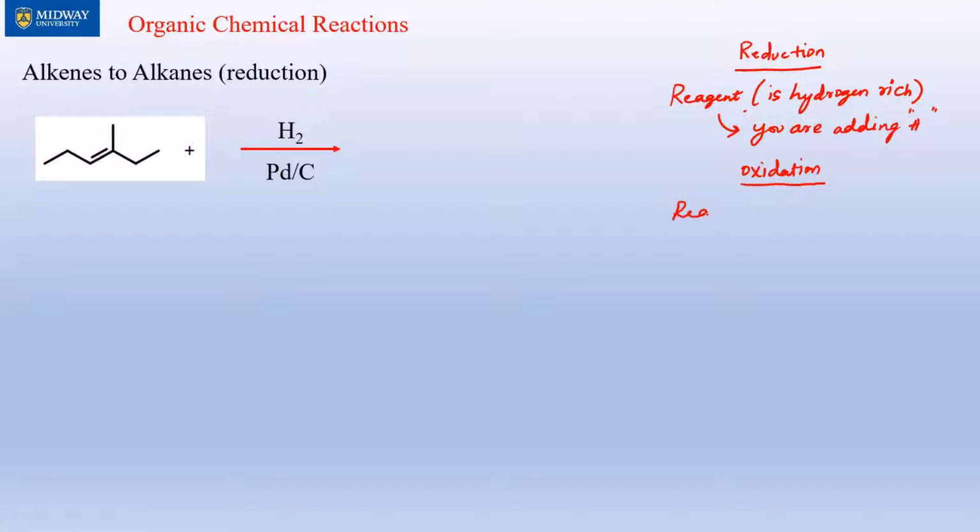Oxidation. The reagent itself is oxygen rich. We're particularly keeping our discussion to hydrogen and oxygen only. We can think of other ways, like electrochemistry, where it's not necessarily hydrogen, it's electrons lost or gained, but we're not going to get in there right now. If your reagent is oxygen rich, then you're adding oxygen. Just that simple. This is the best and simplest way I can explain this.